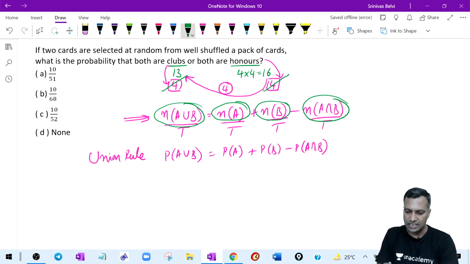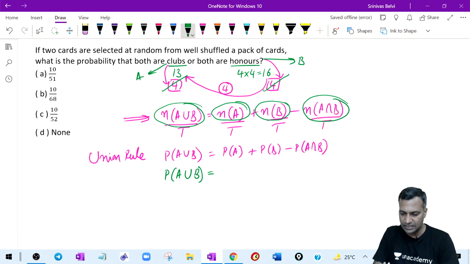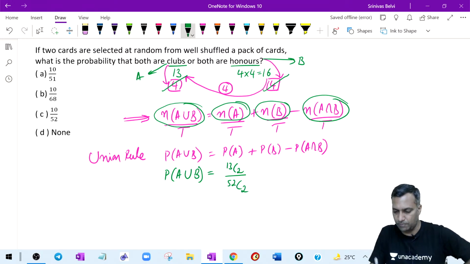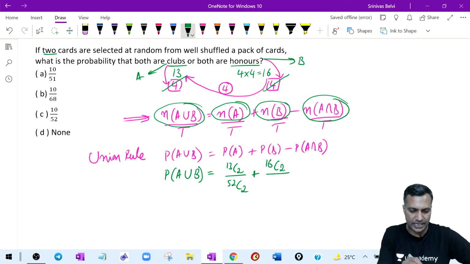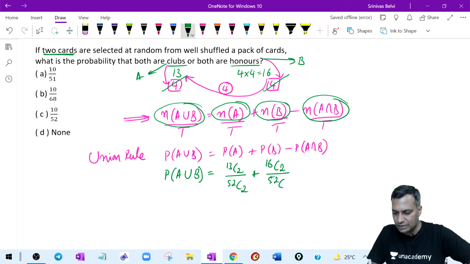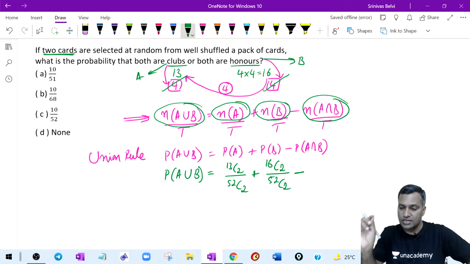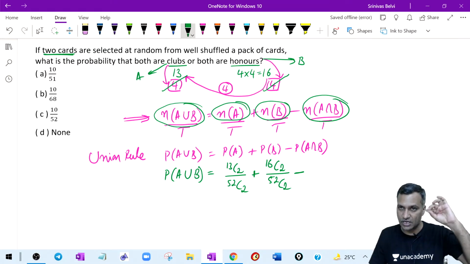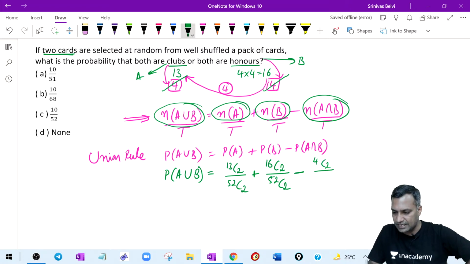So now, let's say A stands for clubs, B stands for honors. Therefore probability that it is honors or clubs is probability of clubs, that is 13C2 divided by 52C2, because there are 13 clubs, plus honors: 16 honors cards are there, you pick 2 out of those 16 because you are picking 2 cards at random, so 16C2 divided by 52C2. Minus the 4 cards which you counted both under honors as well as clubs, which got duplicated, so you say 4C2 divided by 52C2.